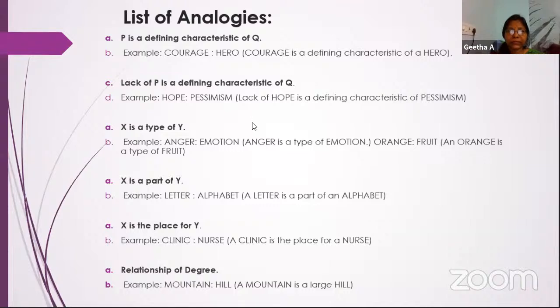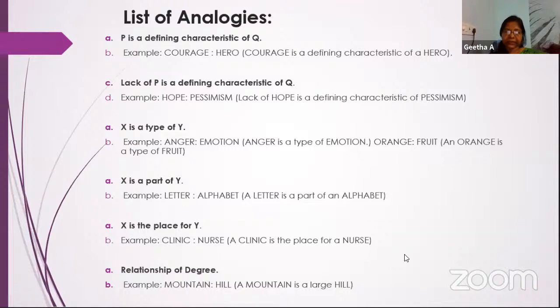So you may have all these types of relations, or X is the place for Y. For example, clinic, nurse. A clinic is the place for a nurse, something like a place where the nurse is working. So X is a place for Y. In the answer choices, you should find the same pattern: the first word should be the place and the second word should be the person. That also matters. You just have to find the pair which is like this.